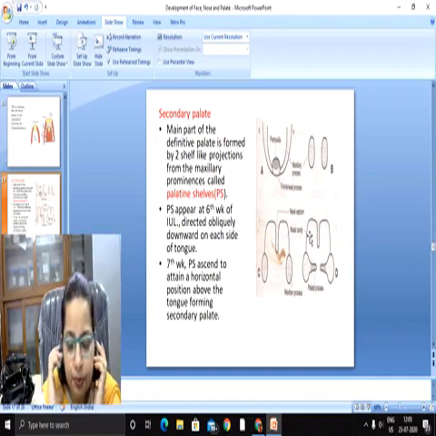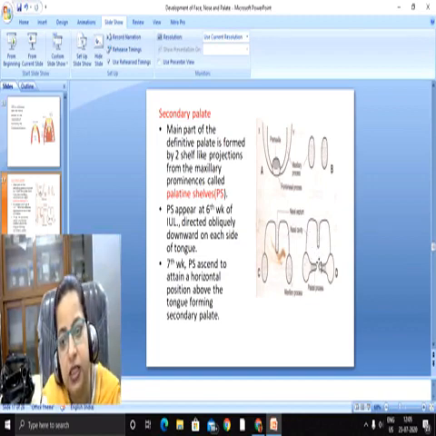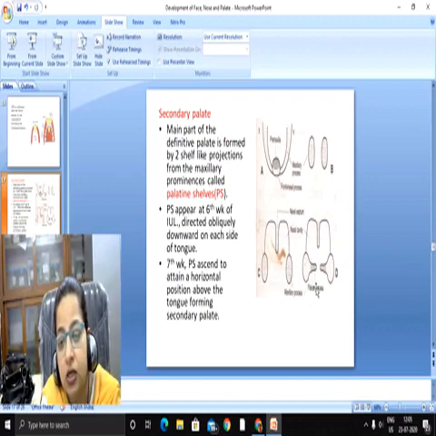Now, palatine shelves appear at the 6th week of intrauterine life, and they are directed obliquely downwards on each side of the tongue. By the end of the 7th week, these palatine shelves ascend up to attain a horizontal position above the tongue, forming the secondary palate.